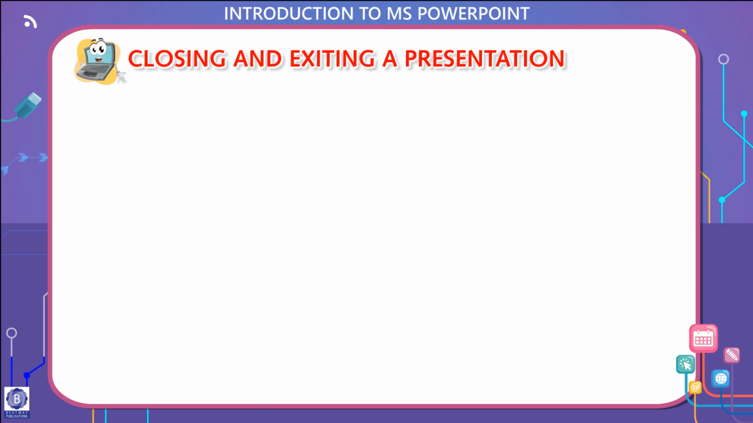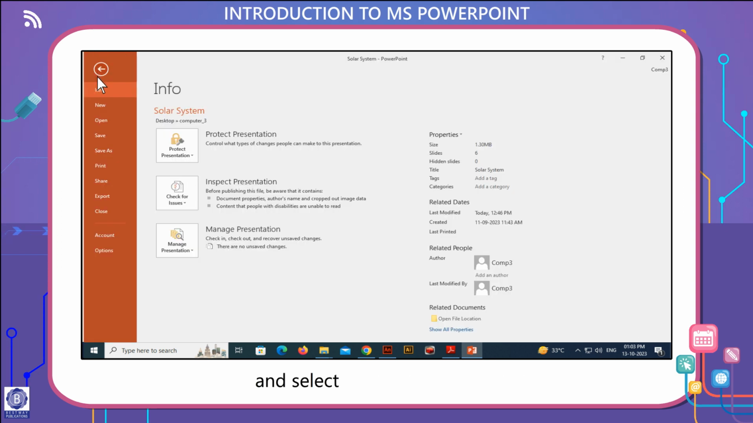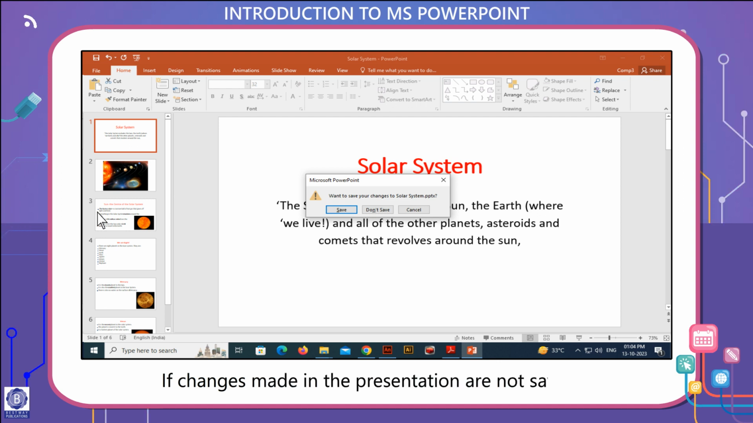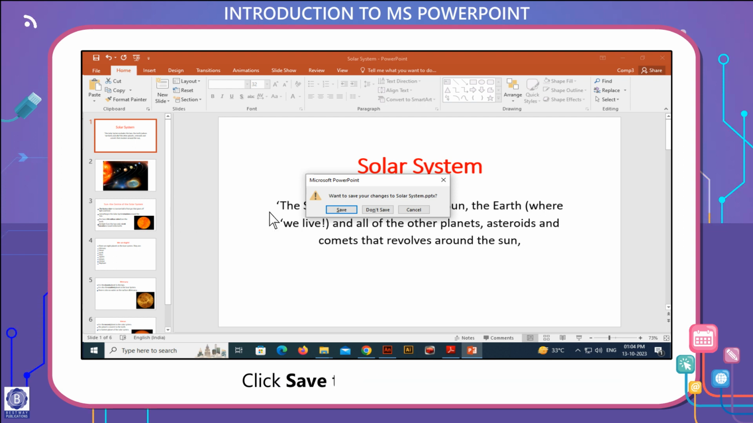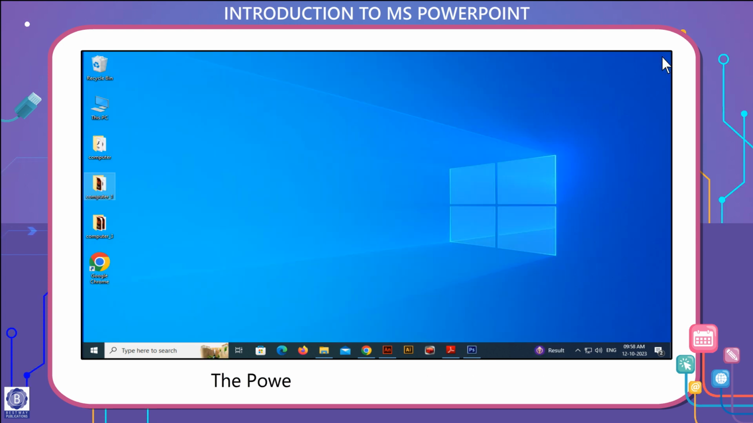Closing and exiting a presentation. To close a presentation, click the File tab and select the Close option. If changes made in the presentation are not saved, then a prompt box is displayed which asks you to save them. Click Save to save the changes, Don't Save to discard the changes, and Cancel to return back to the PowerPoint window. To exit PowerPoint application, click the Close button on the title bar. The PowerPoint window will be closed.